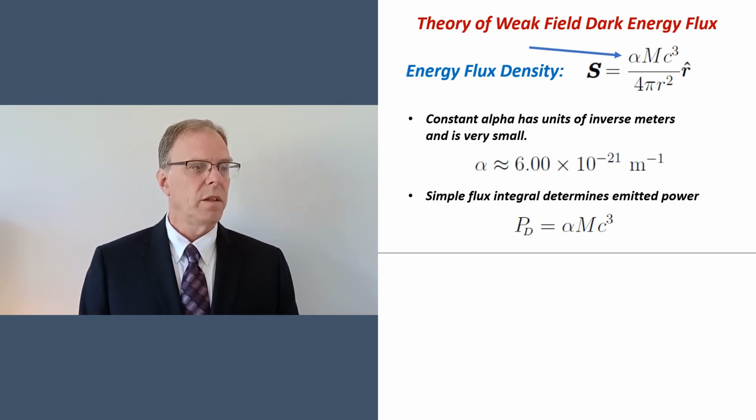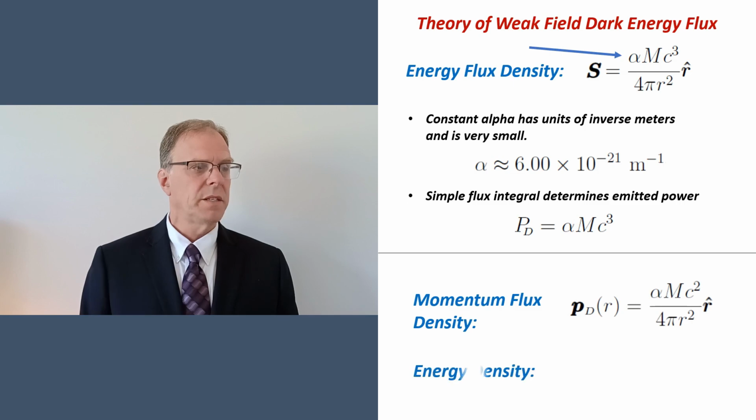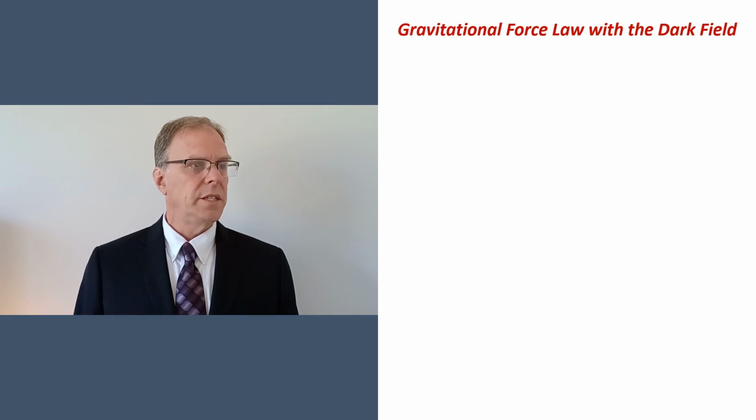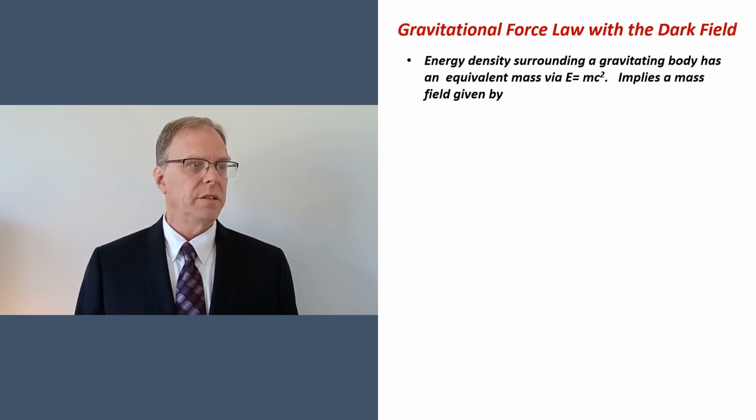Next, we can write a formula for an associated momentum flux and energy density surrounding the star. These two formulas can be immediately combined to form a null current 4 vector appropriate for a field that moves at light speed. Now let's use this information to calculate a weak field force law similar to Newton's gravitational law. According to the null vector, the energy density of the dark field is positive, so it will have an equivalent mass via E equals mc squared.